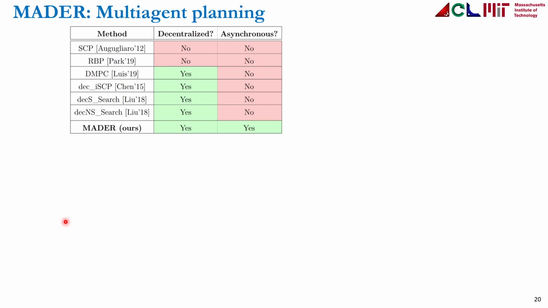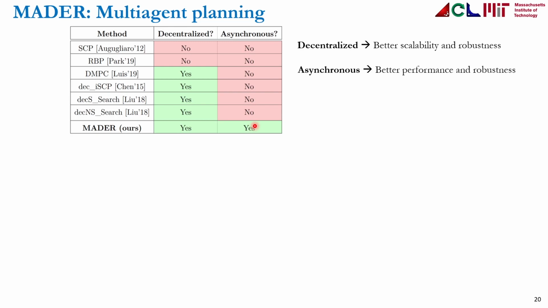So this is something that has been studied quite a lot in the literature, and here in this table you have a summary of some related works. And the idea is that we want to create an algorithm called MADER that is both decentralized and also asynchronous. The reason why we want this algorithm to be decentralized is because it offers a better scalability with respect to the number of agents, and it also has an increased robustness. We also want this algorithm to be asynchronous because, on one hand, it has a better performance across all the agents, and it also has an increased robustness.